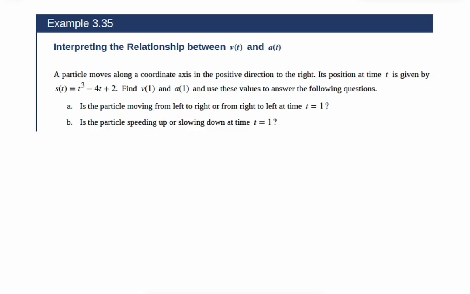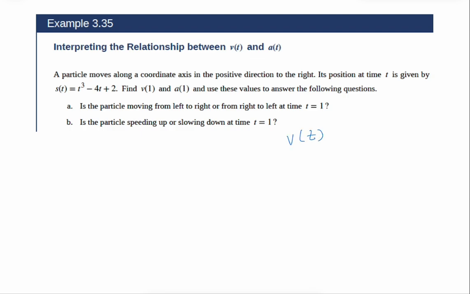It says a particle moves along the coordinate axis in the positive direction to the right. Its position at time t is given by s(t) equals t cubed minus 4t plus 2. We want to find the velocity at 1 and the acceleration at 1, and then we are going to use those values to answer the questions. Okay, so first, let's find the velocity equation.